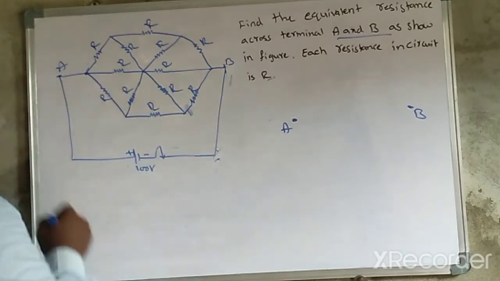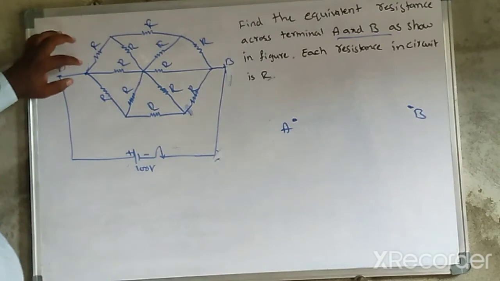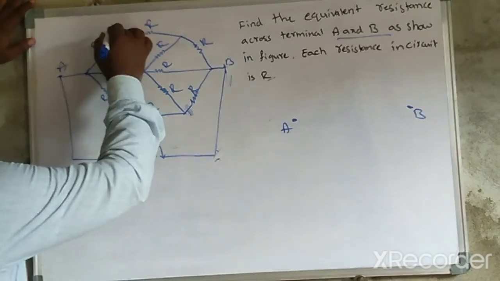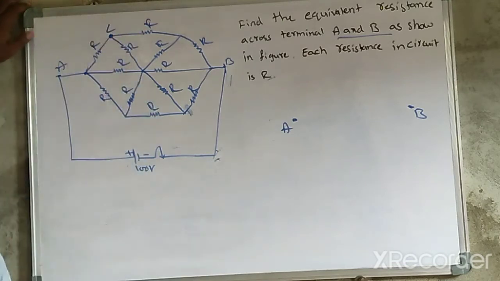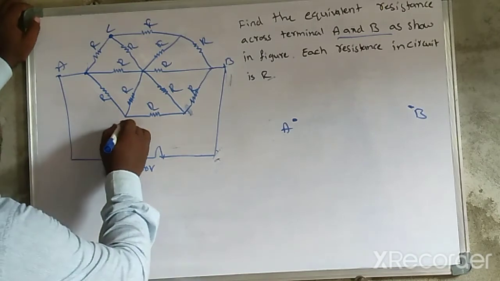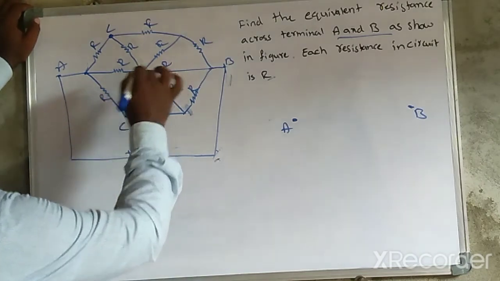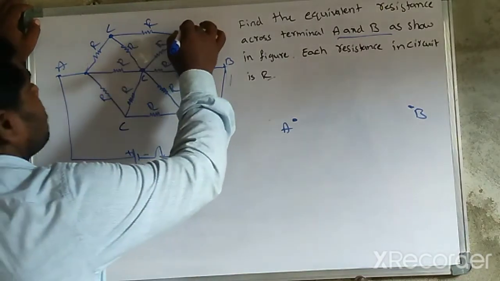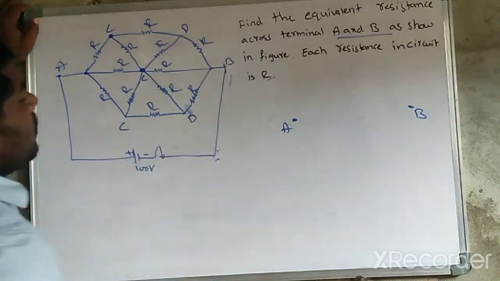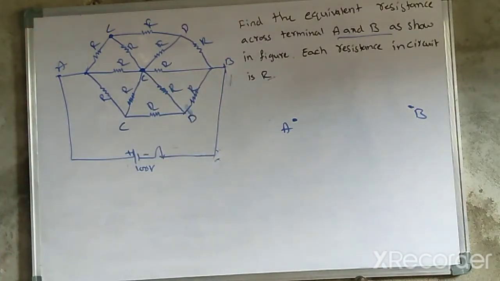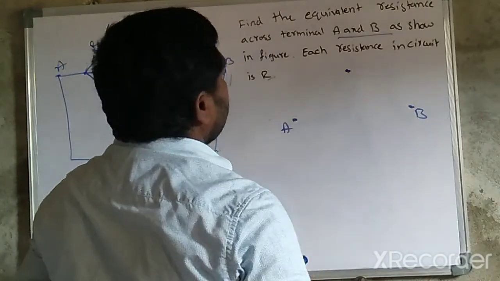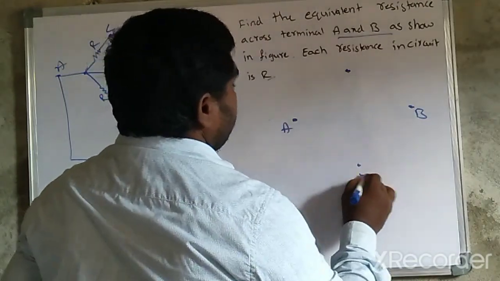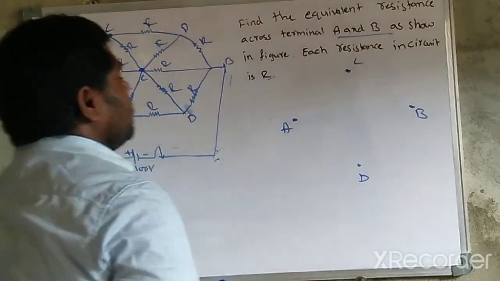After passing through this terminal, the potential I would like to consider as C. This terminal potential I would like to consider as C. This one also C, this point also C. Another one, this is D. This one also D. So here, in between A and C, this is the C point and this is the D point. So we may arrange it like this.